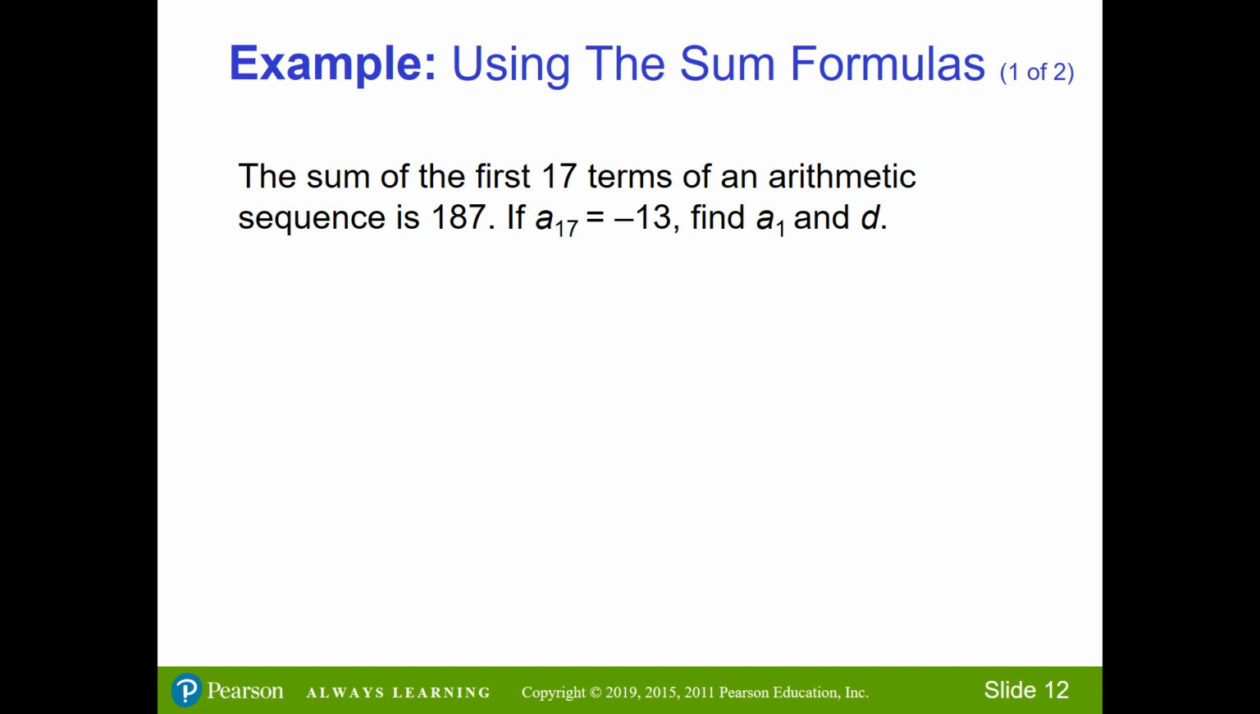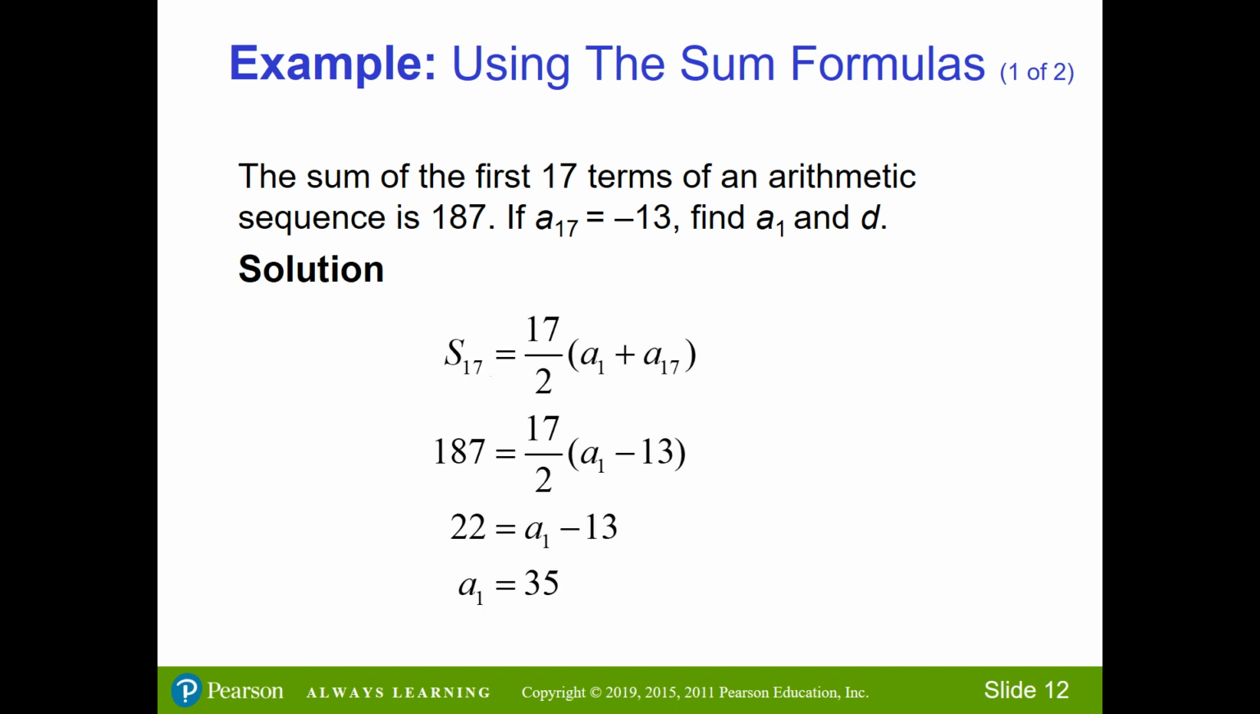The sum of the first 17 terms of an arithmetic sequence is 187. If we know that the 17th term is negative 13, let's find the first term and the d. So we're going to use our formula. S17 is 17 divided by 2. This time we're going to use the form of A1 plus An, so A1 plus A17. So we know the sum equals 187. So that's equal to 17 divided by 2 times A1 minus 13.